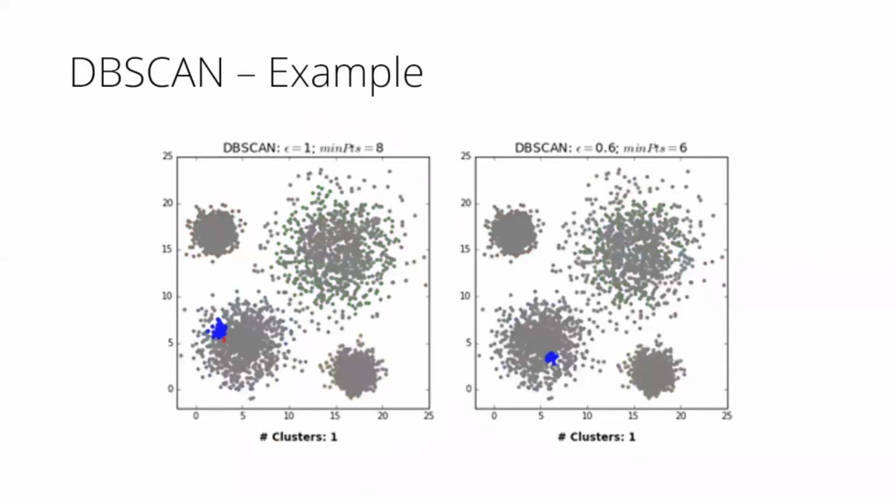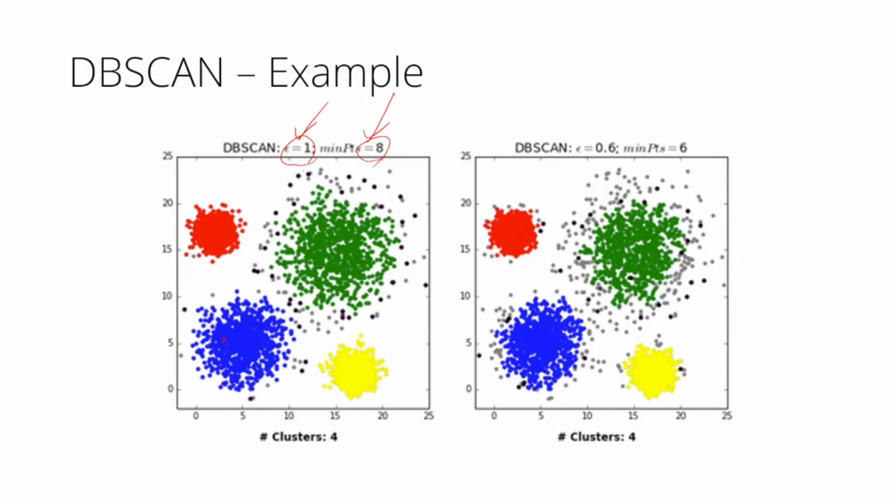Another thing that you want to pay attention to is the role of the parameters. On the left-hand side, we have epsilon equals 1 and min points equals 8. So the definition of neighborhood is quite strict, okay?